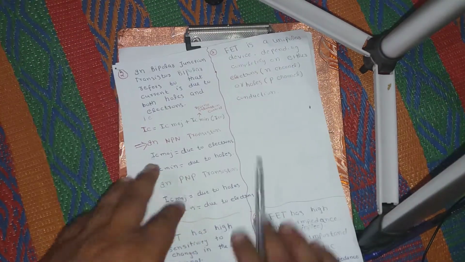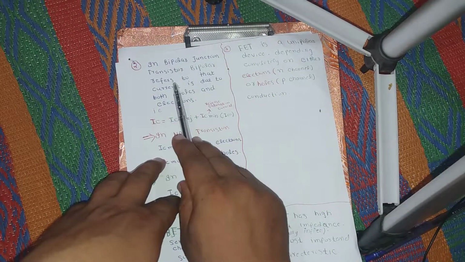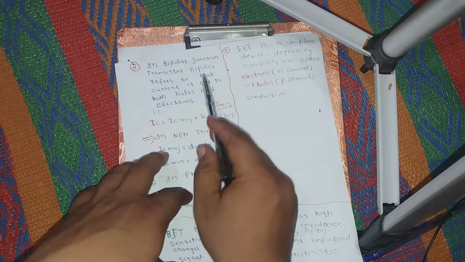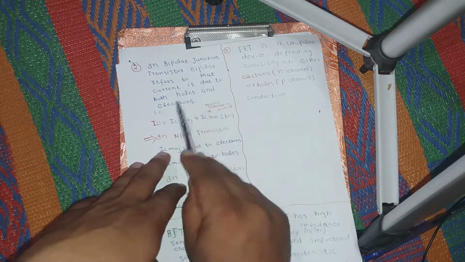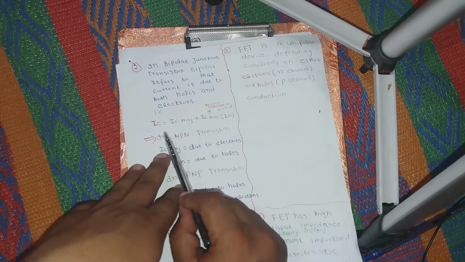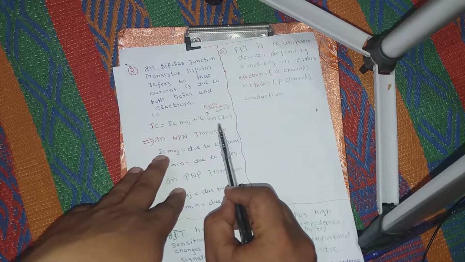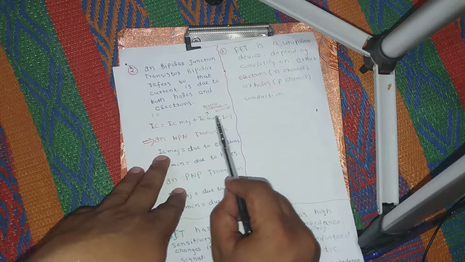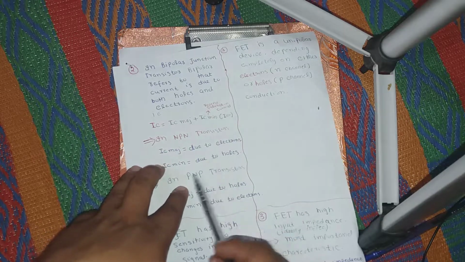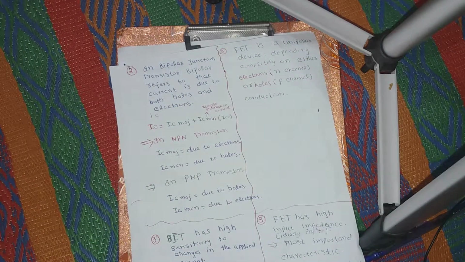second difference. In a bipolar junction transistor, BJT, bipolar refers to the fact that current is due to both holes and electrons. As we know, IC is equal to IC majority plus IC minority, which is ICO, and this is also called reverse saturation current. In an NPN transistor, IC majority is due to electrons, as you know, and IC minority is due to holes.